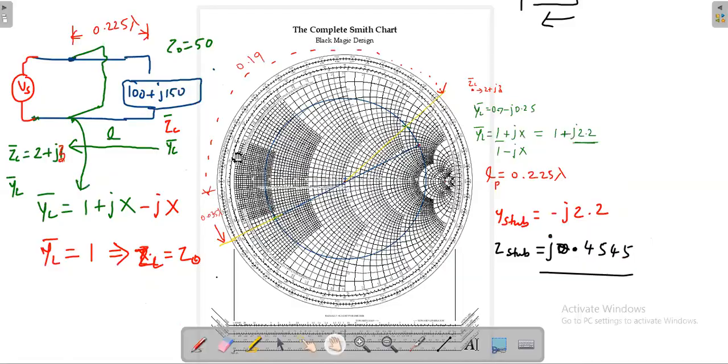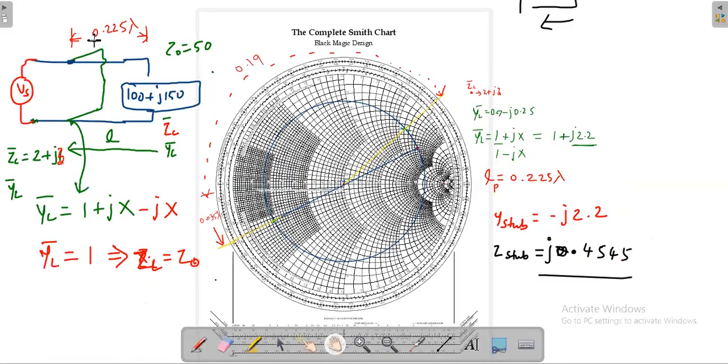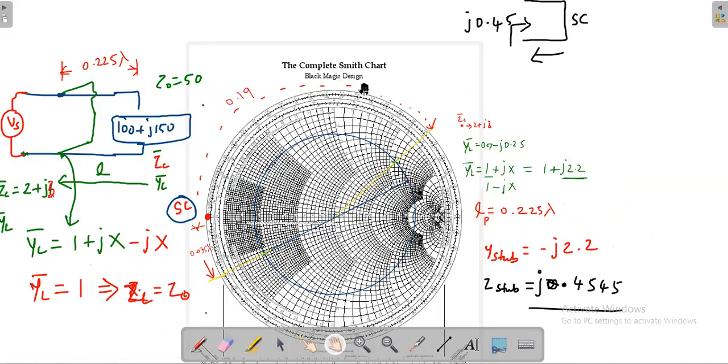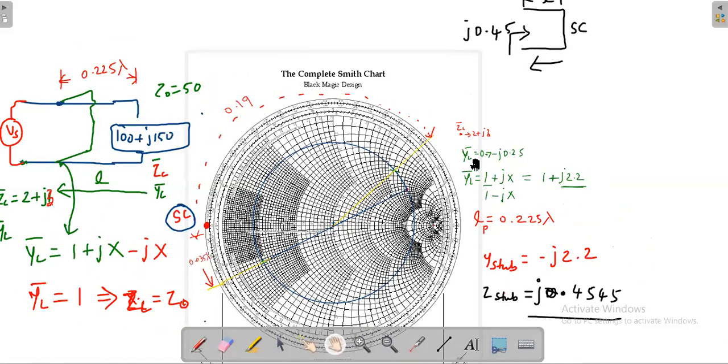Now, first of all, you should know which one is the short circuit point. This is the short circuit point. Once you are in short circuit, as you move along this line in the clockwise direction, you have to get 0.45. Then simply you mark the 0.45 here. Definitely it will be in the upper portion.